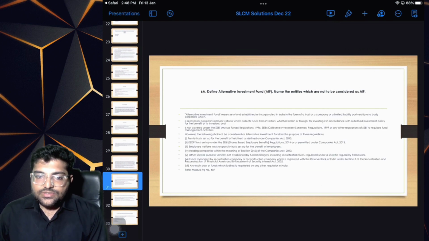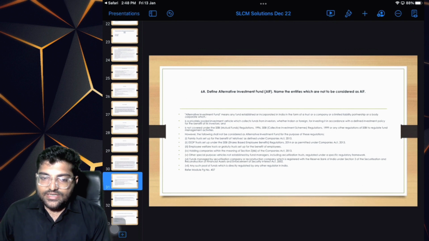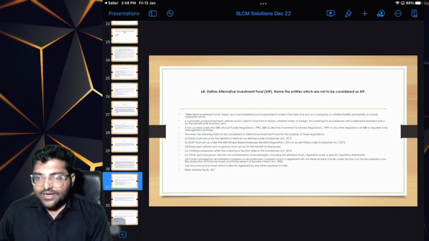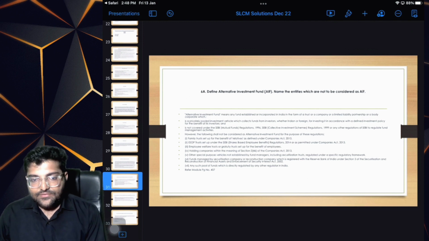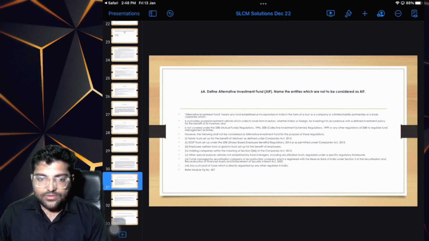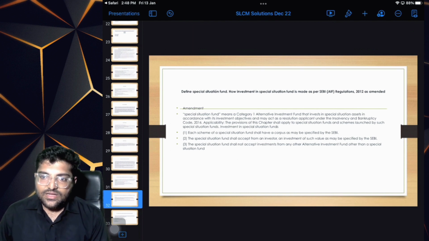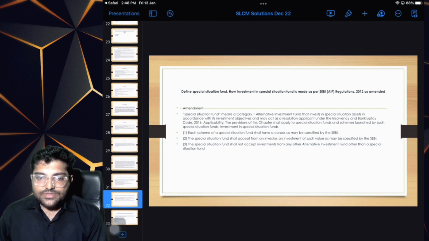And the next, last question, question 6a: define alternative investment fund and name the entities which are not considered as AIF. It is also a direct question which you can refer to in module page 407. And the next question which was asked is also from the amendments. So define special situation fund and how the investment in a special situation fund is made as per SEBI AIF Regulations 2012 as amended. So yes, you need to refer to the amendment sheet over here.